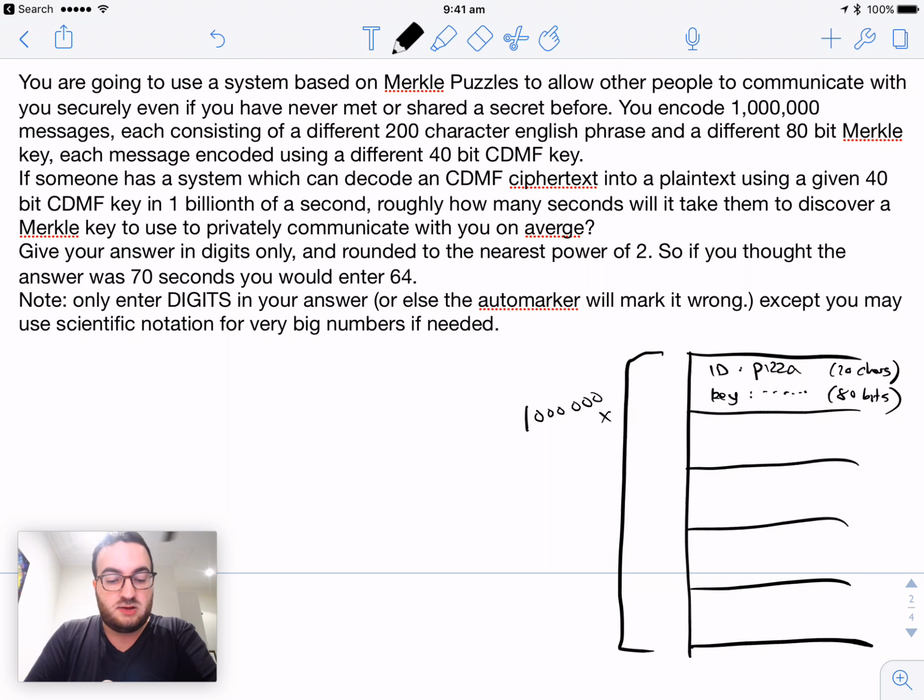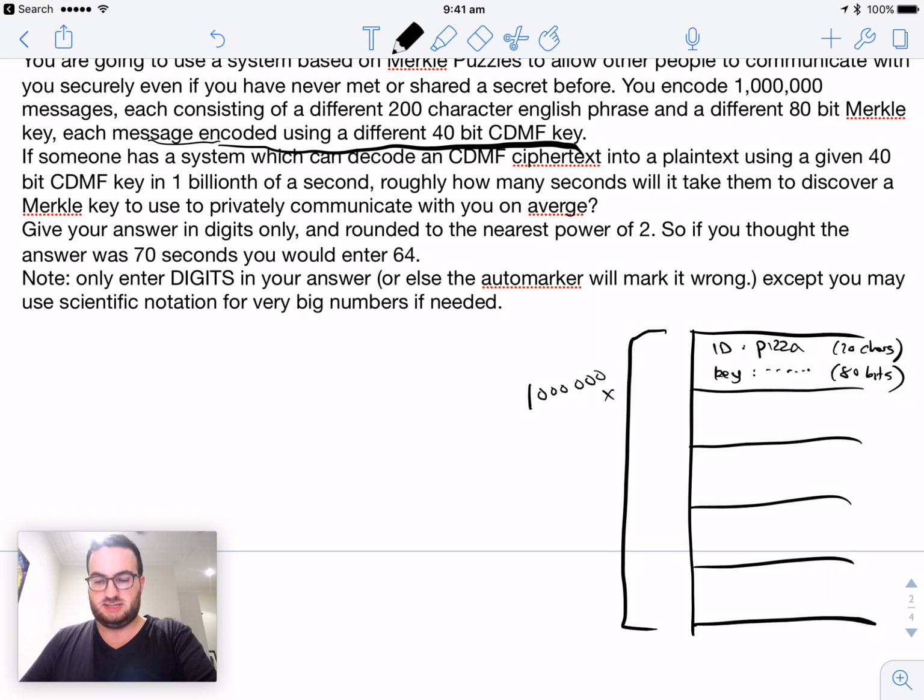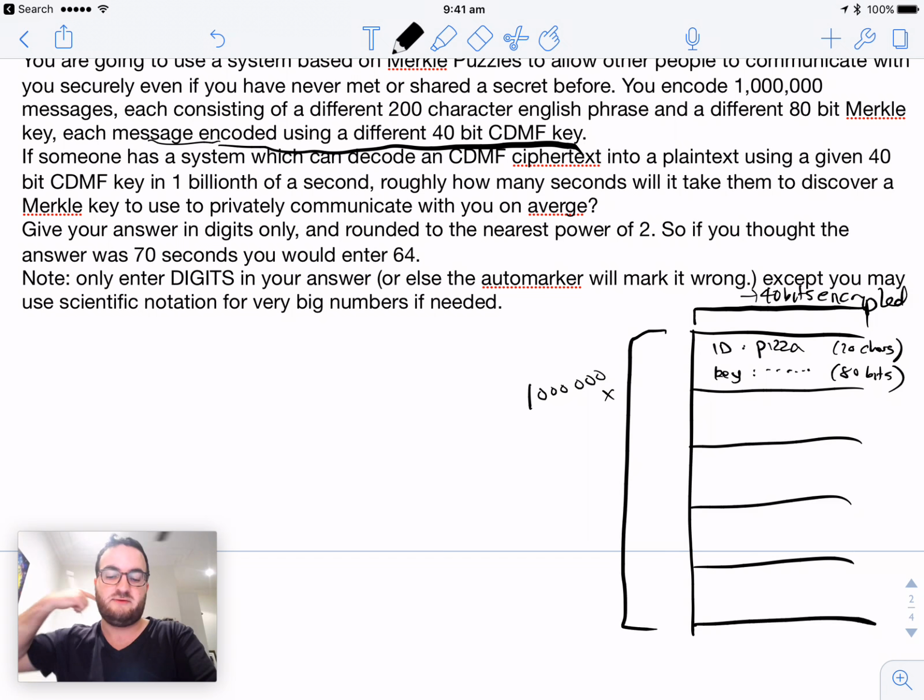Cool. Now, each of the messages will be encoded with a different 40-bit Merkle CDMF key. So this whole packet here is encrypted with 40 bits. So to brute force it, I'm going to have to brute force, on average, half of that. So I'm going to have to do 39 bits of work on average. So if somebody has a system which can decode a CDMF cipher into plain text using a given 40-bit key in a billionth of a second, roughly how many seconds will it take them on average to discover a Merkle key used to privately communicate with somebody?